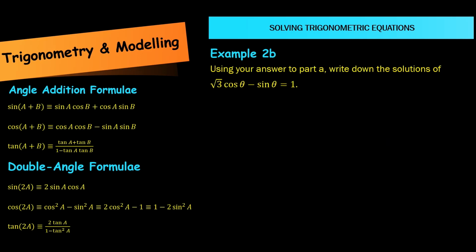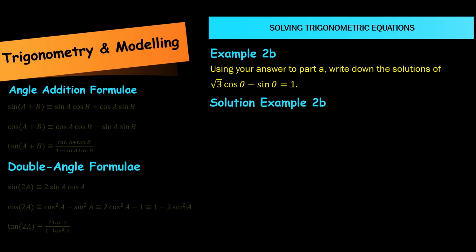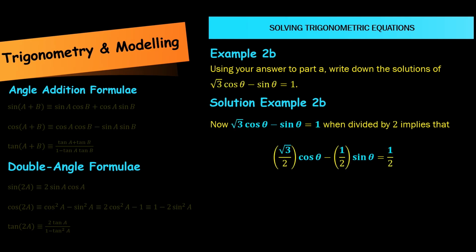Now let's have a go at part B. Using our answer to part A, we are required to write down the solutions of root 3 cos theta minus sine theta equals 1. So let's solve this. Now this equation, when divided by 2, as shown, gives us this equation.